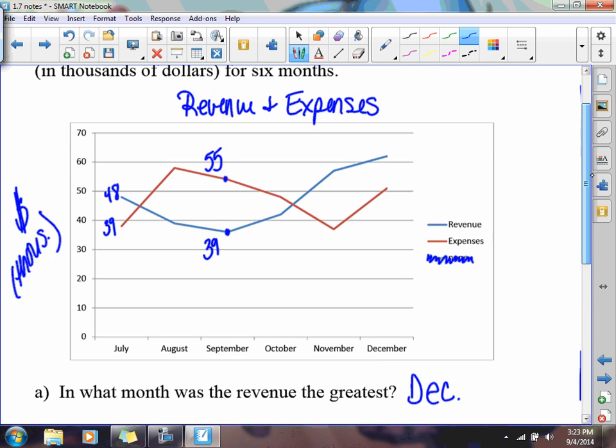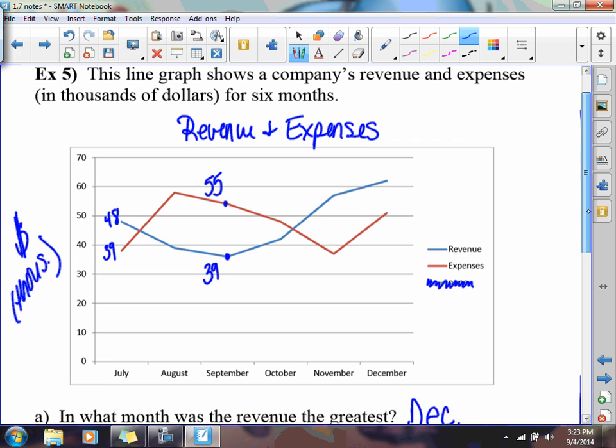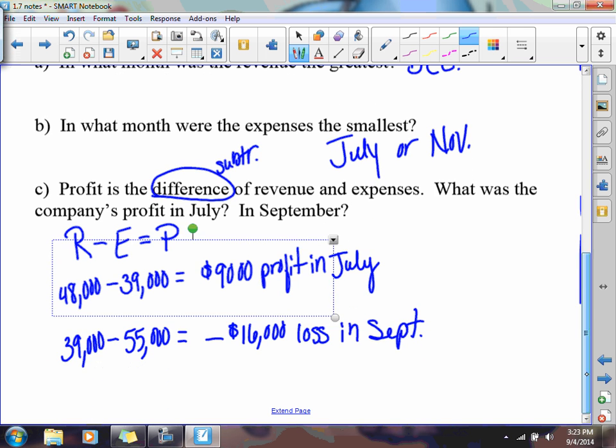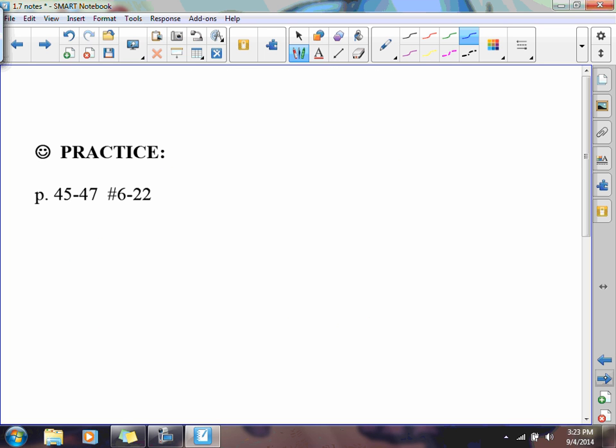So again, we don't know what this company is. We aren't asked any questions to make up a story or imagine a story about it, but this is touching at some real world applications here for data analysis, because this is what a company would do. They would want to analyze their profits and their losses and maybe ask what was going on in September. Why did they lose that much money? And if they lost that much, did they make it up later in other months?